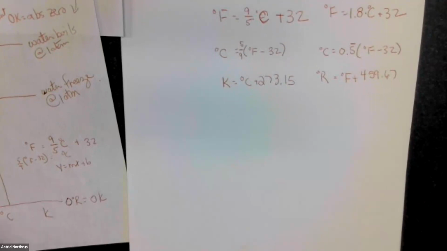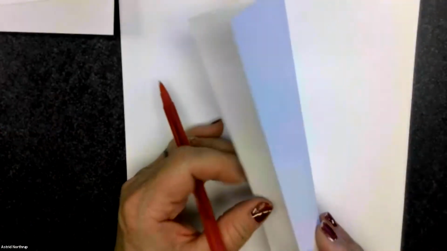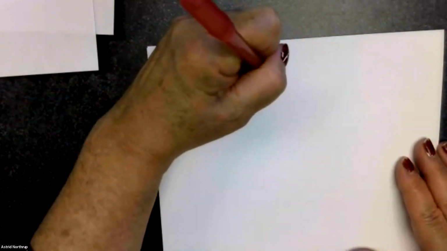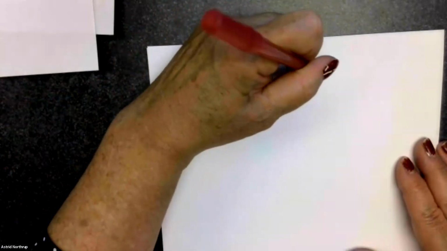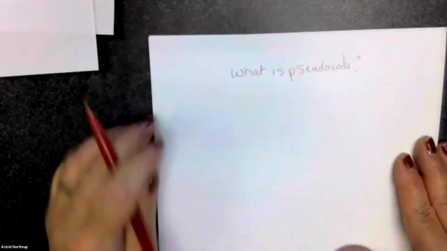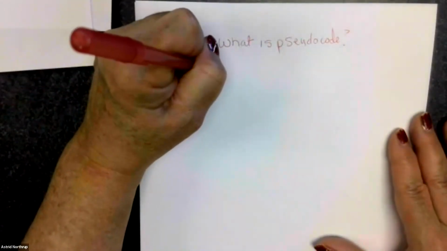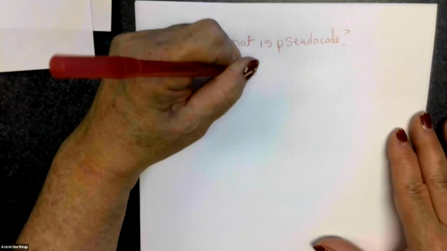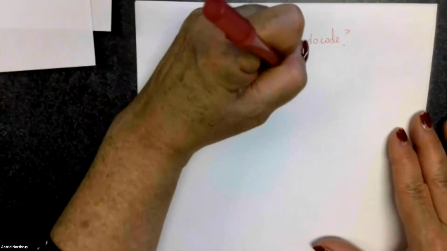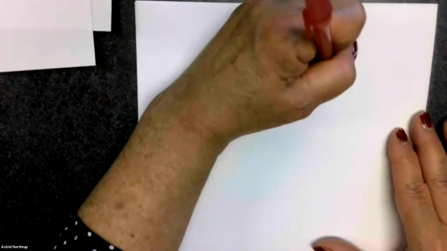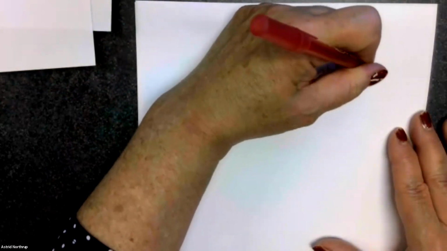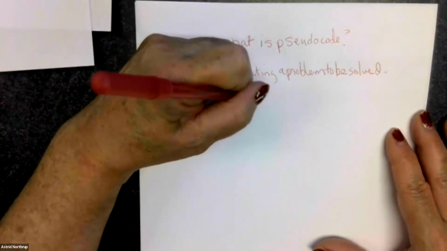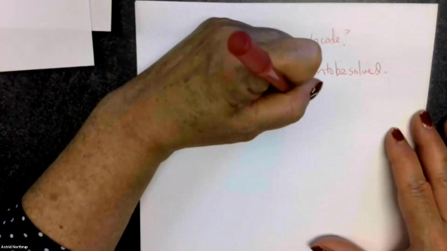All right. So having said that, let's talk a little bit more about pseudocode. What is pseudocode? Pseudocode is articulating a problem to be solved. So it is done before we write any code or we even turn on a computer.